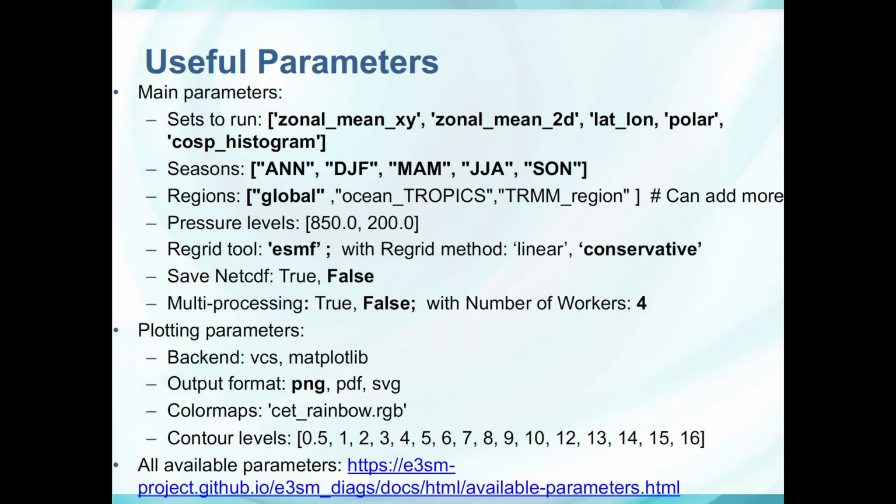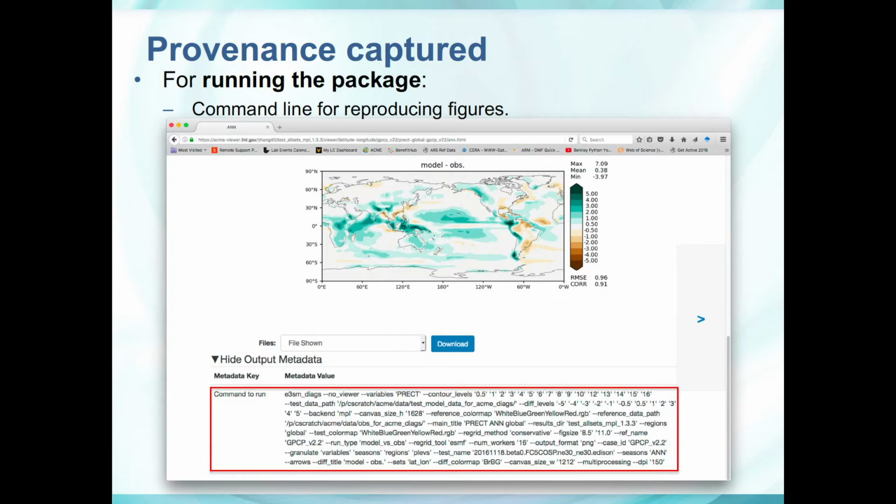For plotting, users can pick the graphical backends between VCS and Matplotlib. The output format can be PNG, PDF, or SVG. Again, color maps and contour levels can be specified. We have all the available parameters documented. Please look at the linked page. Let us know if these are useful and if there are new parameters that are good to add.